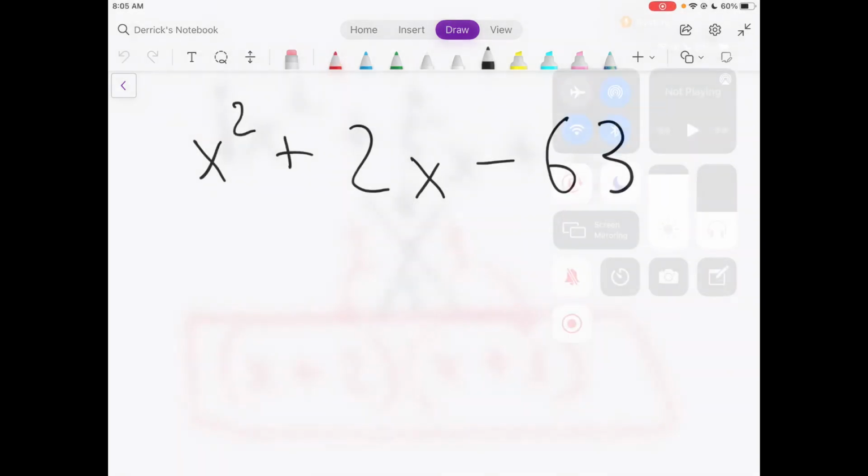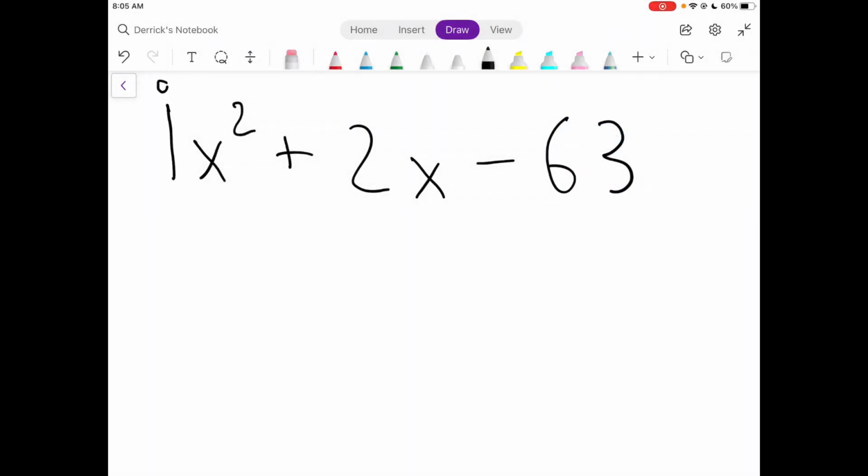Let's take a look at another example. With this one, you'll see we have an a value of 1 in front of the x squared. We have a b value of positive 2, and this time we have a negative c value, negative 63. So if we want to factor this, we'll again go to the x method. We're going to take a times c, so 1 times negative 63, which would be negative 63. We have a b value of 2.